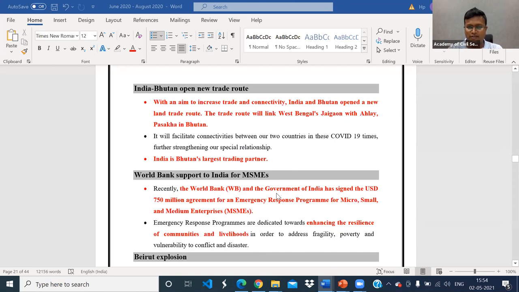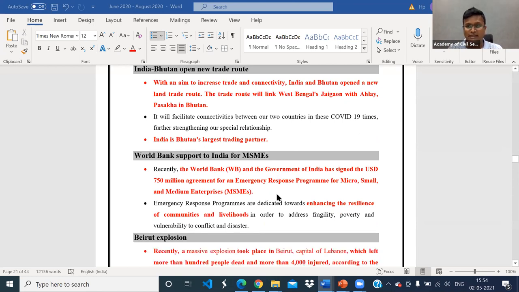World Bank support for India for MSME, micro, small and medium enterprises. Recently, the World Bank and the government of India signed a $750 million agreement for an emergency response program for micro, small and medium enterprises. This emergency response program is dedicated to enhancing resilience of communities and livelihoods. That is, if a community doesn't have livelihood, promoting them to start a micro, small or medium enterprise and giving them funds. We want to fight poverty and solve the problems of the people.